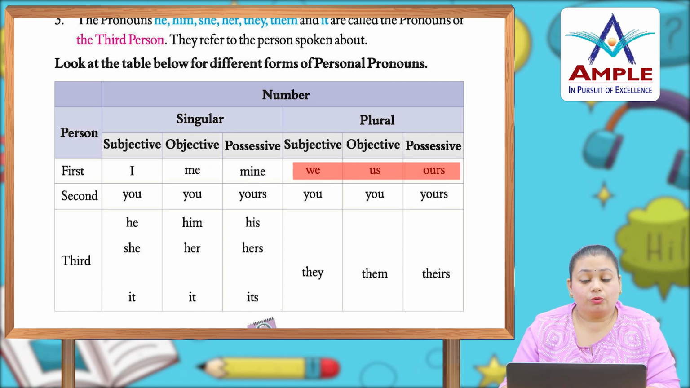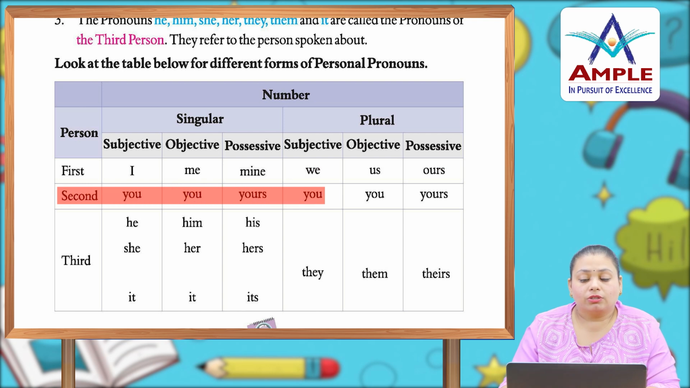When it converted into plural, it becomes we, us, and ours. Second person: you, yours. It means you, the second person, never change its form or convert into plural form. Okay. Now moving to the next, third person.